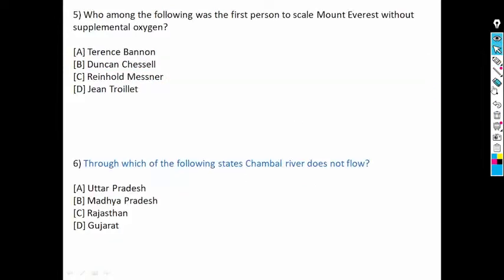Next question. Which one of the following was the first person to scale Mount Everest without supplemental oxygen? The options are Terence Bannon, Duncan Castle, Reynold Messner, and Jean Troilet. The answer is C, that is Reynold Messner.